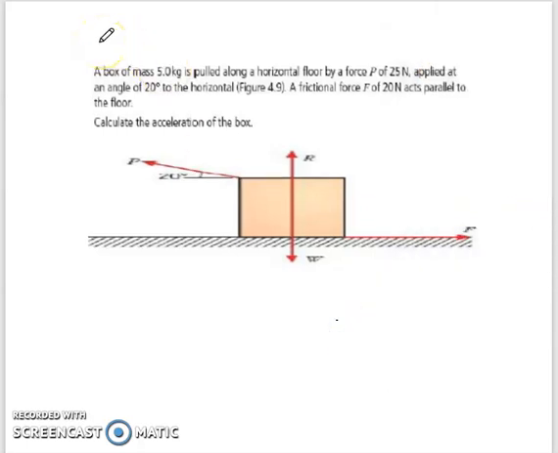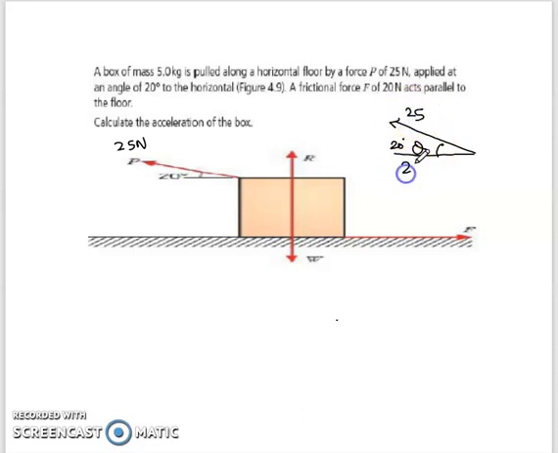A box of mass 5 kg is pulled along a horizontal floor by a force P of 25 Newton. So this is what P is, 25 Newton, applied at an angle of 20 degrees. So if I have to resolve this, if this P is acting like this, and this is the angle with the horizontal, this is what theta is, in this case 20 degrees, and this is 25.